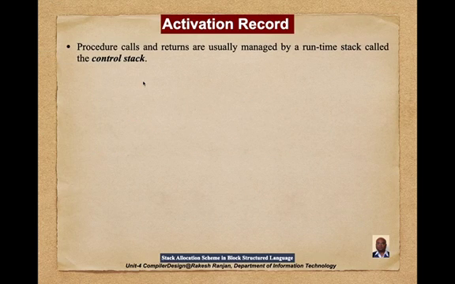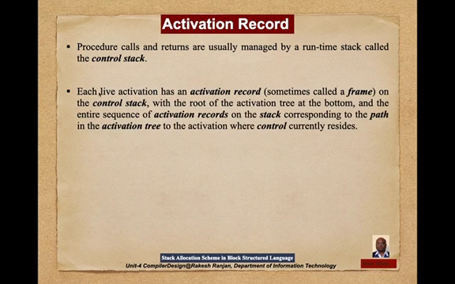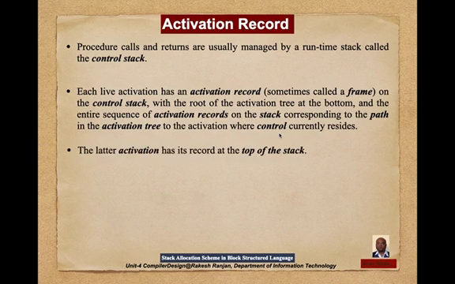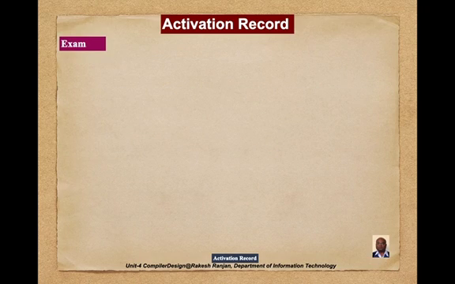Procedure calls and returns are usually managed by a runtime stack called the control stack. Each live activation has an activation record, sometimes known as a frame, on the control stack, with the root of the activation tree at the bottom. The entire sequence of activation records on the stack corresponds to the path in the activation tree to the activation where the control currently resides. The latest activation has its record at the top of the stack.